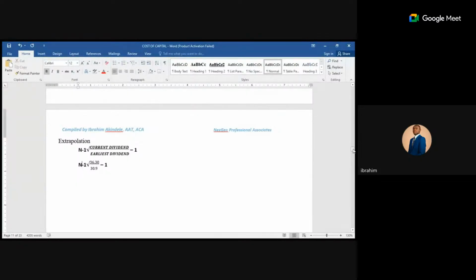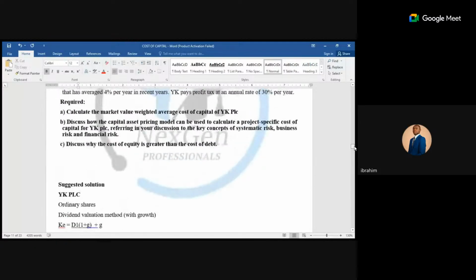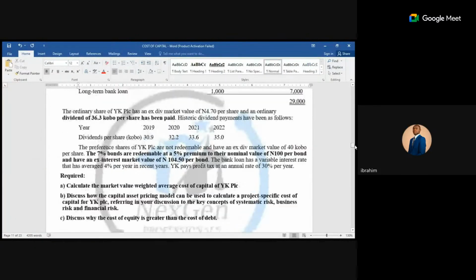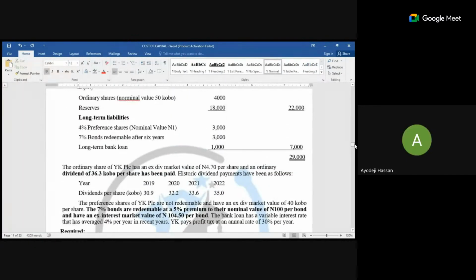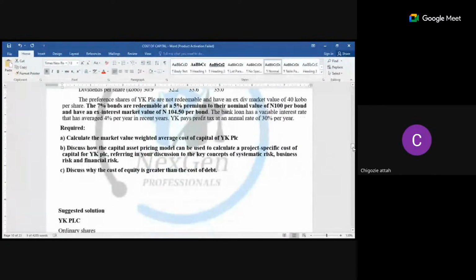Then the number of years. What is the number of years? Class, what is the number of years? 4 years, 5 years. Why is it 4 years? Why is it 5 years? What about minus this one? It's 5 years, 5 minus 1.